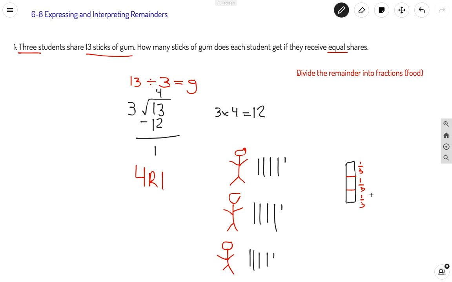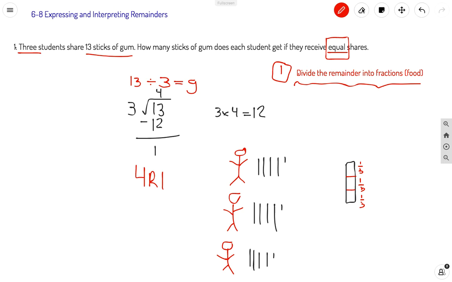So we all get, back to this keyword up here, equal shares. That's what we're trying to get to. We're trying to get it so that everyone has equal shares. So our first way is to divide the remainder into fractions. So this is the first way that we can express remainders, is to divide the remainder into fractions. And again, you're going to see this with food most commonly.